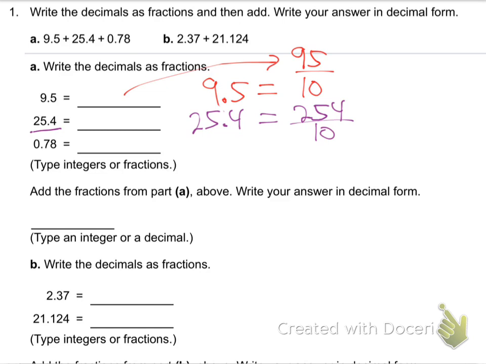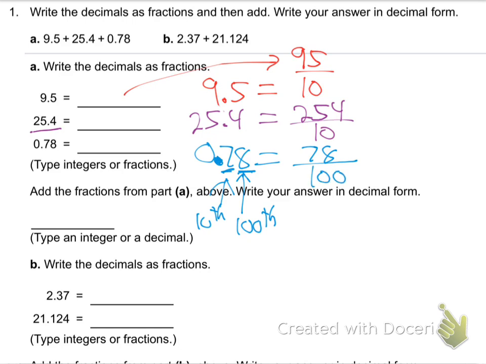0.78. That 0 in the front is not doing anything. That's why I don't even say it. Just 0.78. So that's going to be 78 over, and how do you know what it goes over? The name of the ending place, huh? So this one ends in the what's place? That 8 is in the hundredths place, because the 7 is the tenths place. So that's 78 over 100.